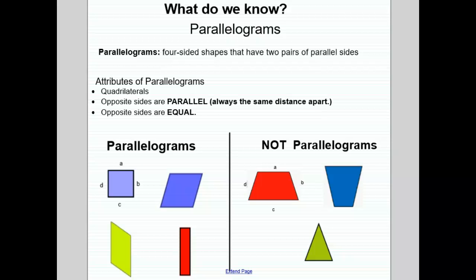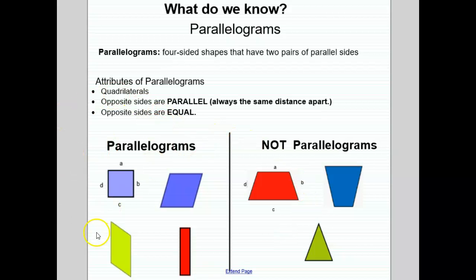You also know a lot about parallelograms, and we're reviewing this because when we look at shapes and we identify its attributes, we're always going to decide, well, is the shape a parallelogram? So it's important to know what parallelograms are. Parallelograms are 4-sided shapes that have 2 pairs of parallel sides. So they're quadrilaterals. Their opposite sides are parallel. Their opposite sides are also equal.